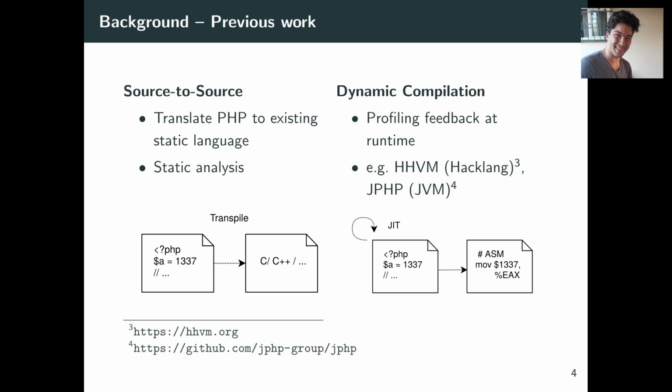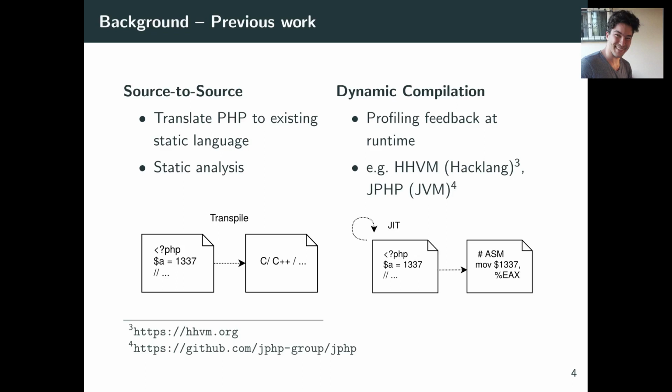I'd like to pick two examples here of language implementations for PHP. HHVM, the HipHop Virtual Machine for the Hack language, a fork or a dialect of PHP, as well as JPHP. They use a JIT compiler, and we will see these implementations in our evaluation later on in the presentation.